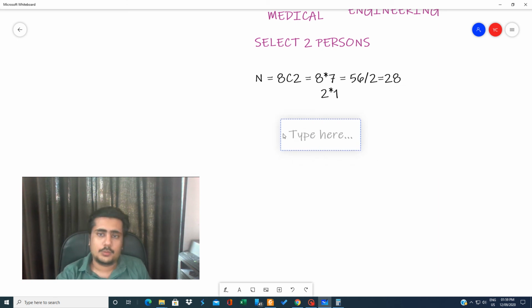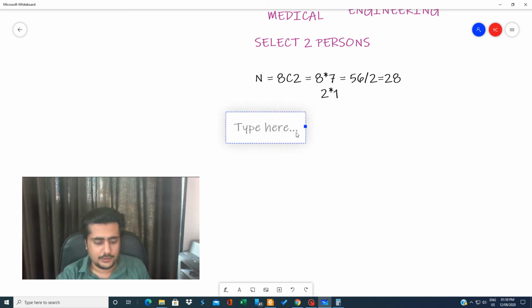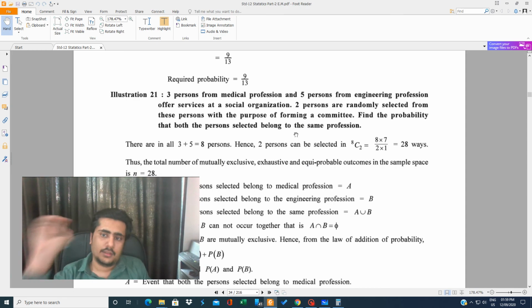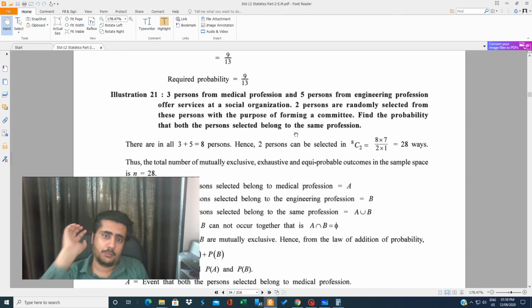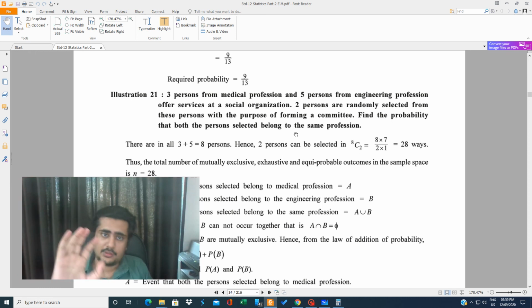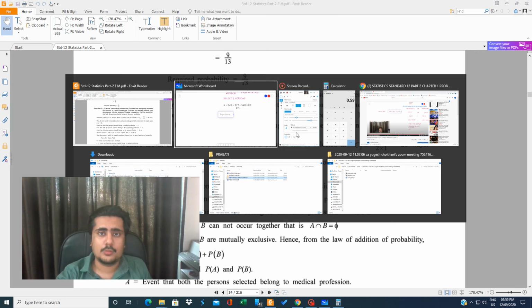Total possibility is 28. Now they are telling that you need to select persons belonging to the same profession. What does same profession mean? That means either the two persons are from medical, or the two persons are from engineering. There are two professions, medical and engineering. You are selecting two persons, so those two should be either of medical, which means same profession, or both should be engineers, which also means the same profession.